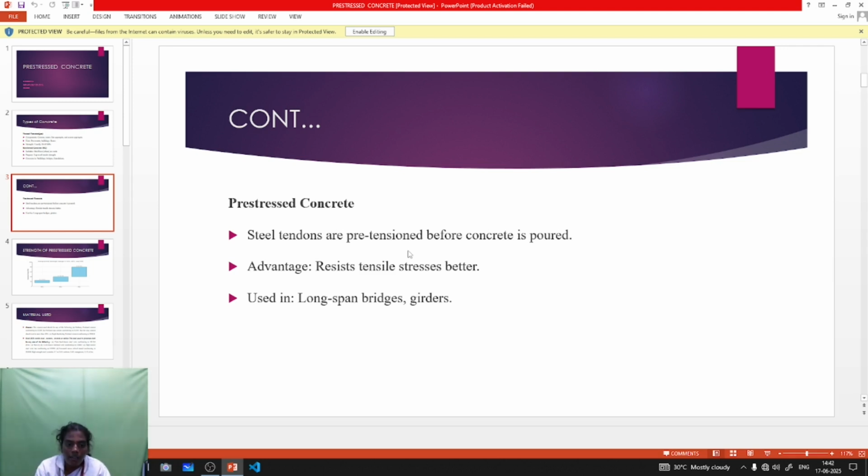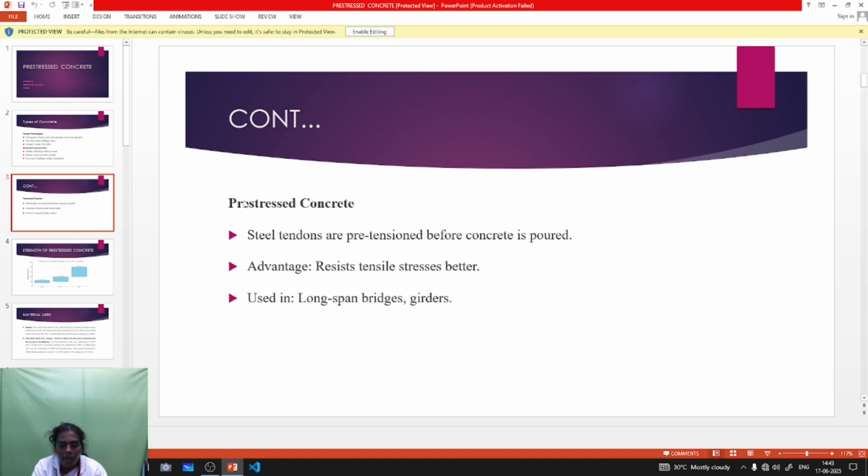Nowadays prestressed concrete is used for large span requirements in buildings. For example, bridges and railway tracks use prestressed concrete. The main part is the steel tendon used in prestressed concrete. What is meant by tendon? The tendon is a group of wires. Wires mean steel. A group of steel wires is combined into one. And the yield strength of the tendon is minimum 1200 to 2400.